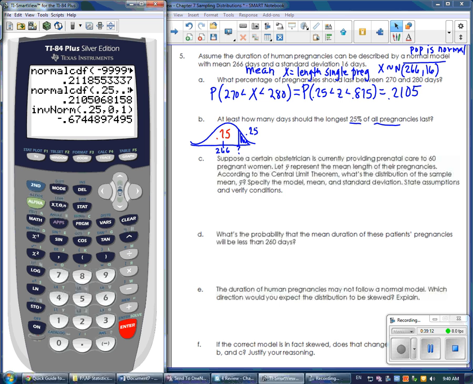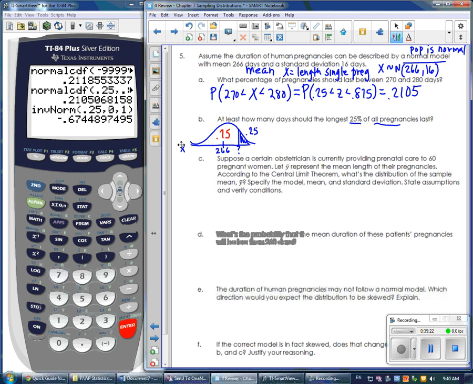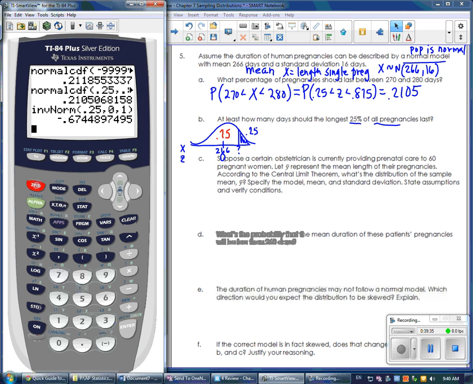Notice how that number is negative. I can see very clearly on my number line that that question mark is to the right of 266. So 266 corresponds to my x scale. The z-scale, if I wanted to write that below it, the mean would correspond to 0. So I can see just from this picture that my z-score should be positive. So if you get a negative value, that should be a clue that you've made a mistake somewhere.